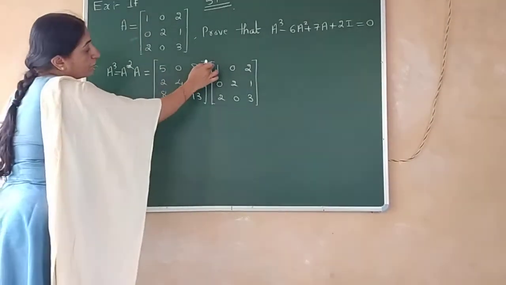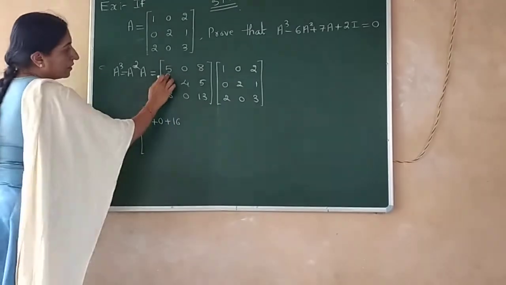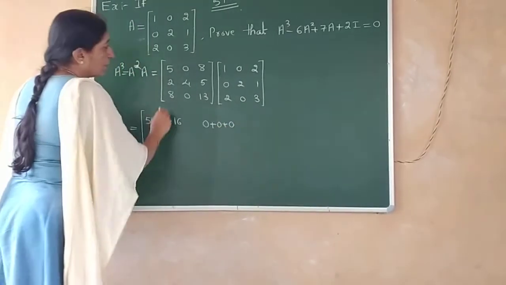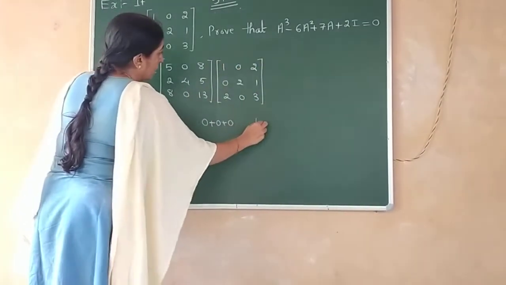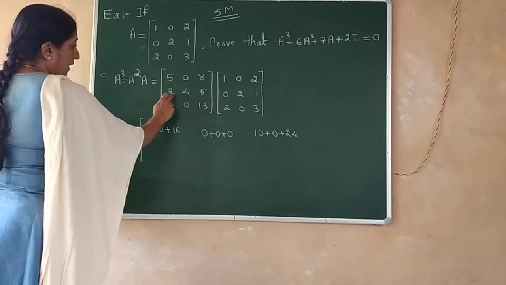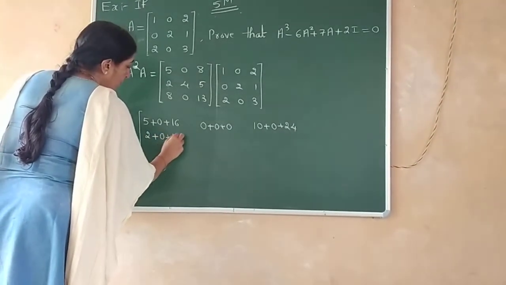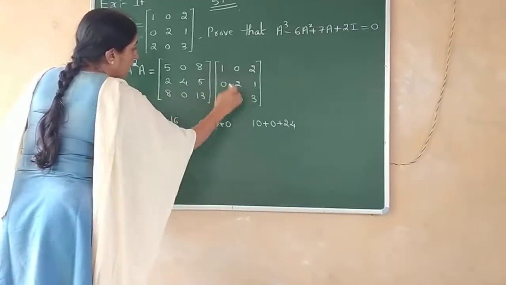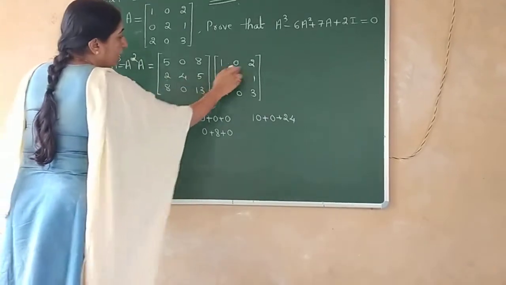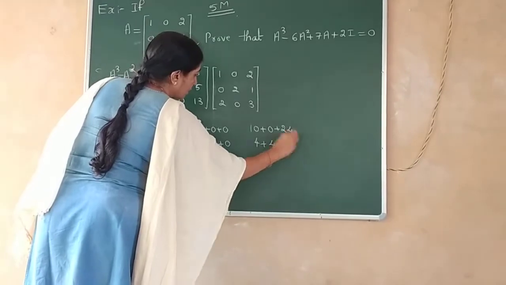See, first row with first column: 5 plus 0 plus 16. Then first row with second column: 0 plus 0 plus 0. Then first row with third column: 10 plus 0 plus 24. Then second row with first column: 2 plus 0 plus 10. Then second row with second column: 0 plus 8 plus 0. Second row with third column: 4 plus 4 plus 15.